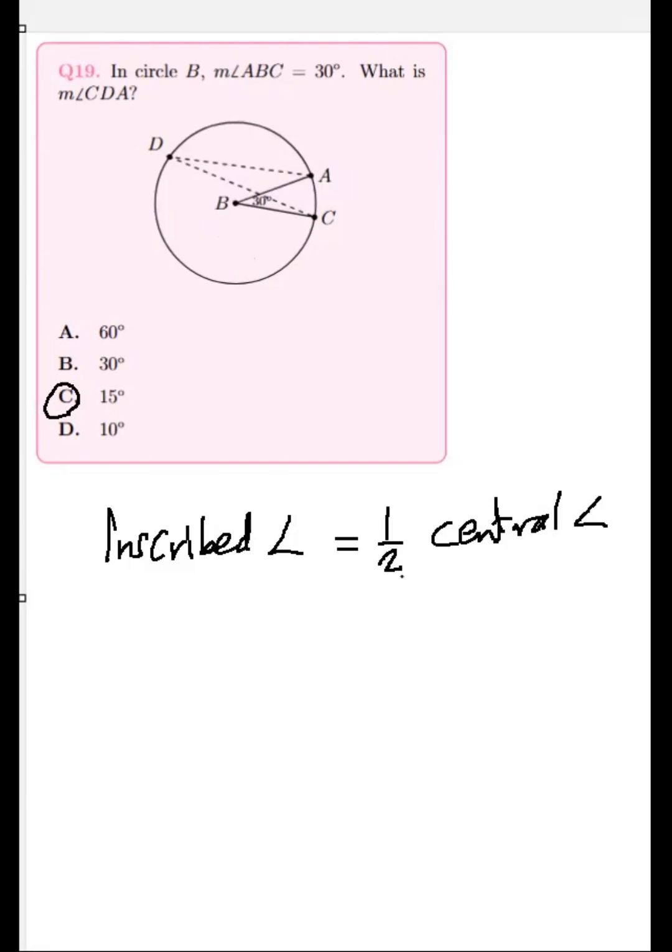The central angle is the angle that has its vertex at the center of the circle, like B. And D is inscribed because the vertex of the angle is on the circle itself, not at the center. And because both of them contain the same arc, we need to apply this rule, which is that the inscribed angle always has half the measure of the central angle, which is 30. So we have 15 as our answer.